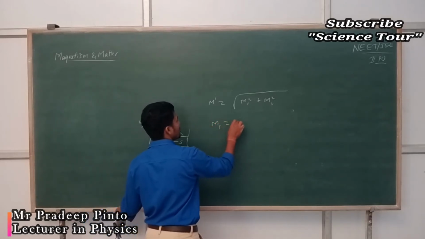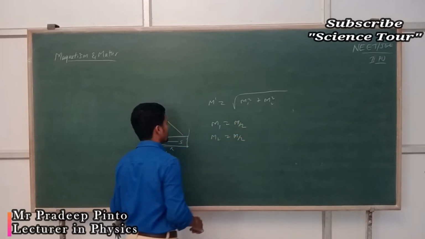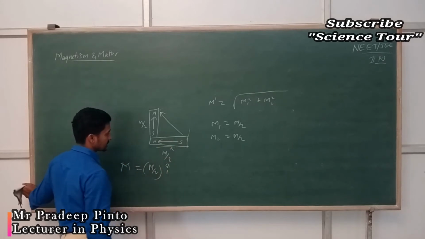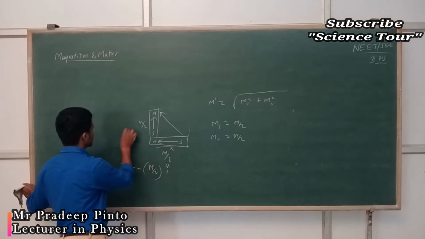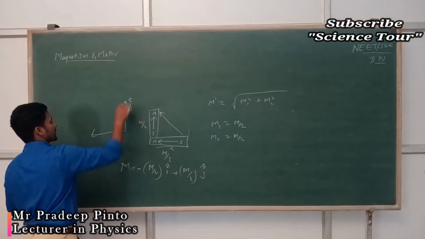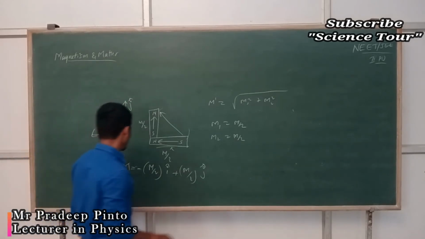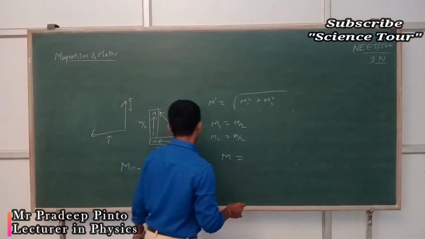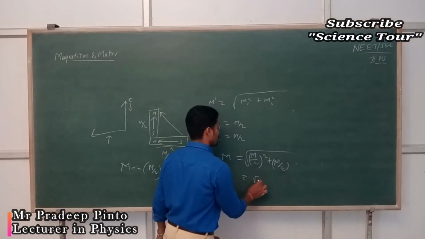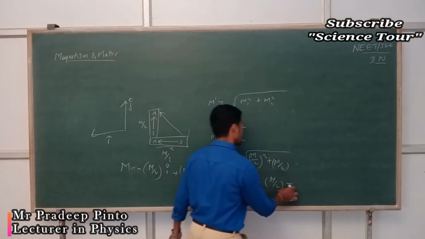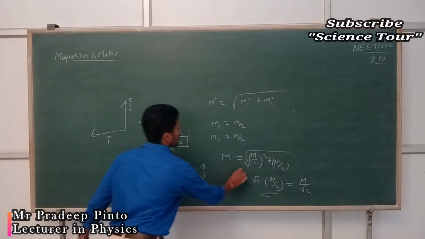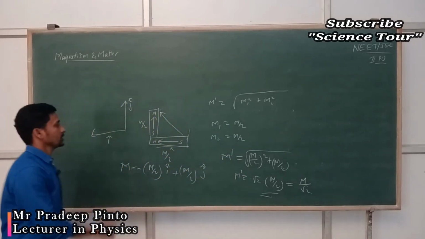So, m1 is how much? M by 2. m2 is how much? M by 2. Generally, the total magnetic moment I can write down: m by 2 is in the negative x axis, plus m by 2 in the positive y axis. So, the total becomes m is equal to how much? Square root of m by 2 whole square plus m by 2 whole square, that is root 2 m by 2. Root 2 cancels, so you are going to get m by root 2. This is the magnetic moment m dash for this kind of magnets.